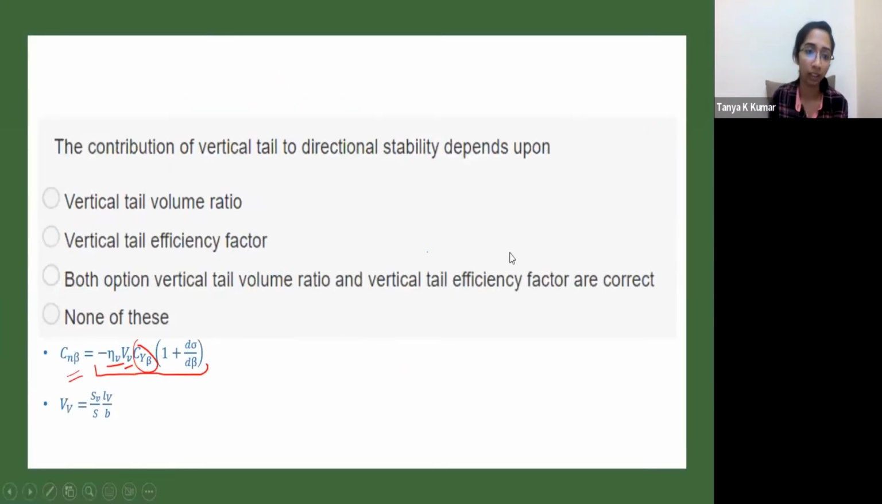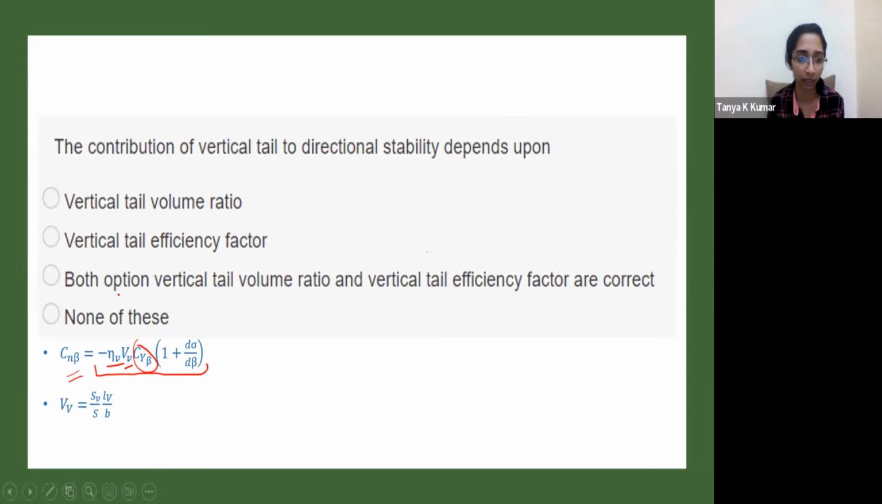What was the next question? Yeah. So the terms involved in directional stability were the vertical tail efficiency factor, vertical tail volume ratio, Cy beta. And this is a term that is analogous to the downwash in the pitching moment case. The tail volume ratio is further split into these things, where SV is the area of the vertical tail, S is the area of the wing, LV is the moment arm of the vertical tail with respect to the CG, B is the span.